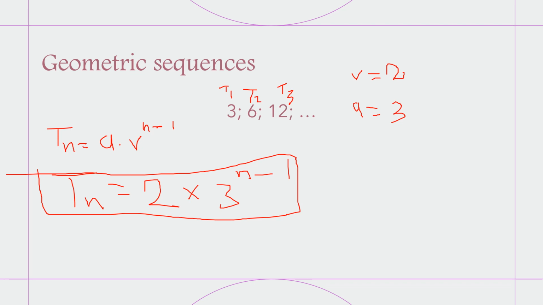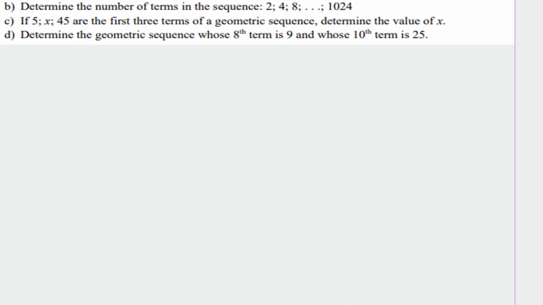So let's not waste any time and look at the following questions. The first question says: determine the number of terms in the sequence 2, 4, 8, and so on, where the last term is 1024. Be aware, they say determine the number of terms in the sequence, but they did not specify which sequence this is. So the first thing you do is identify which sequence this is. Is it an arithmetic sequence or is it a geometric sequence?